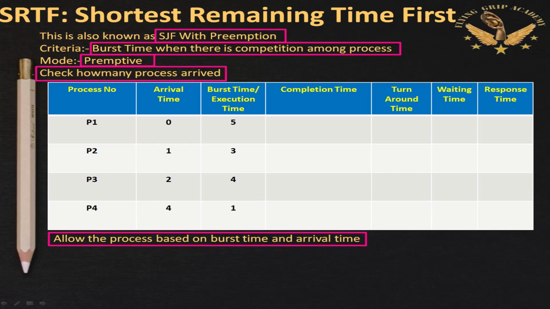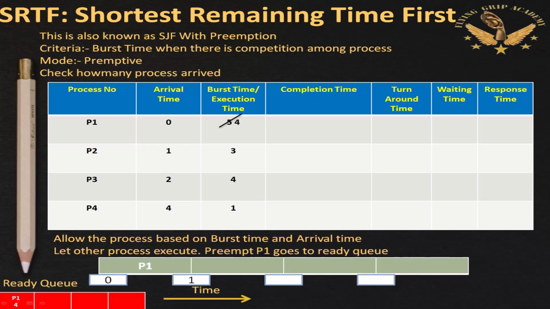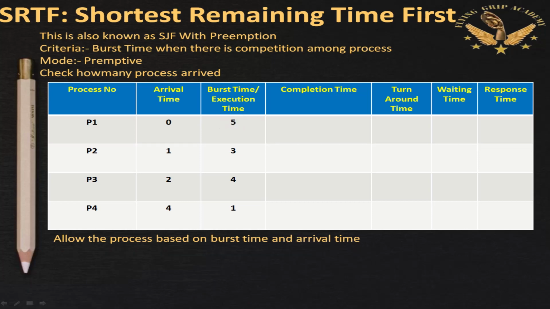We are going to allow the process. So let us consider a ready queue, from which we are going to allow the process. The ready queue has process P1. We are going to allow each process to execute for 1 unit of time, so each process gets one complete unit of time.